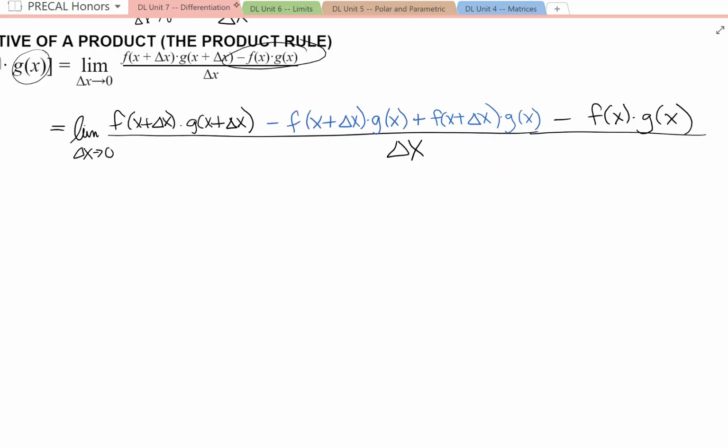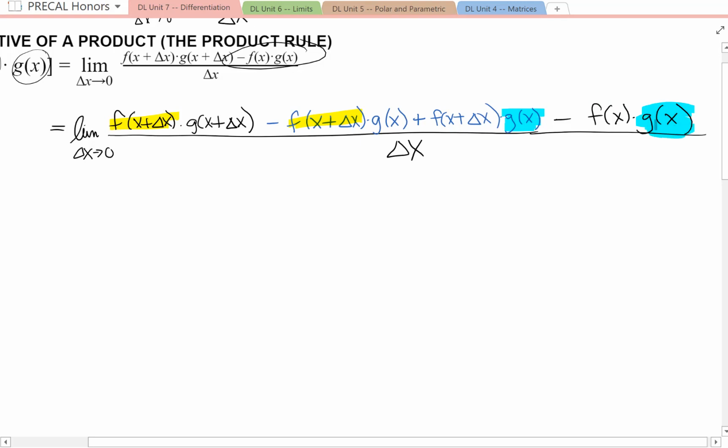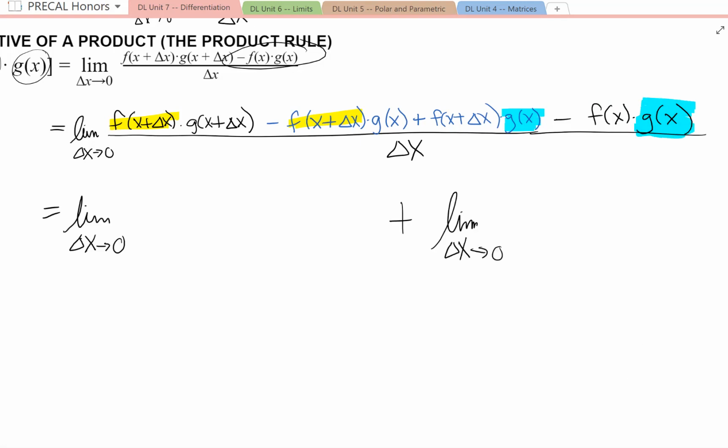At this point, the first term has an f of x plus delta x, and the second term has an f of x plus delta x. The third term has a g of x, also an f of x plus delta x, but not relevant here. And the fourth term has a g of x. I'm going to split the limit at the same time. I hope you don't mind.